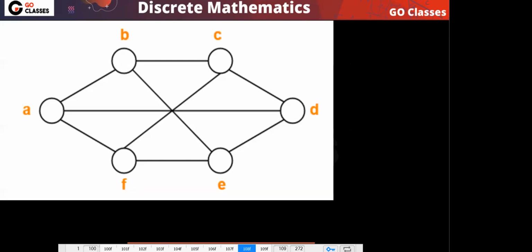For example, this graph. Tell me, from where should I start? For this graph, let's find out the chromatic number. Which guideline will I use? Do I have K4? In this graph, do we have K4? There is no K4.